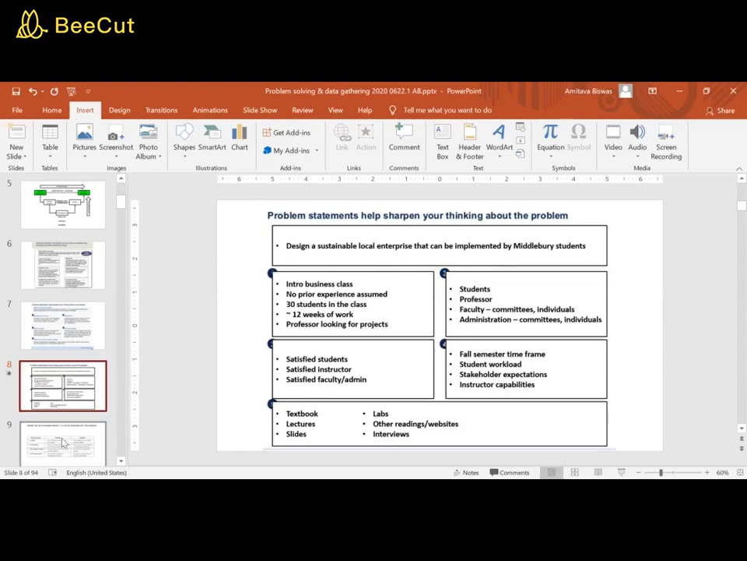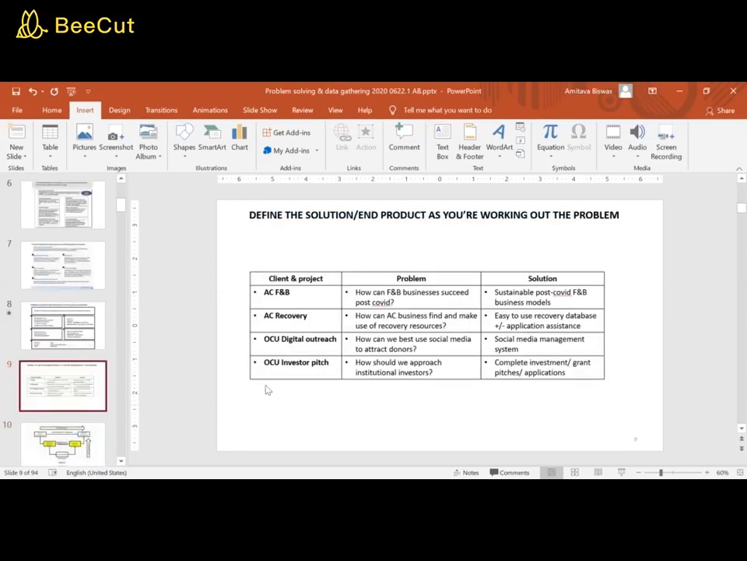Now, for our projects, this is how I'd put it in, and we're talking about matching the problem with the solution. For the F&B group, we're thinking about how the F&B businesses can succeed post-COVID. So what we're trying to put together is a set of sustainable post-COVID F&B business models. For the recovery team, we're thinking about how Addison County businesses can find and make use of recovery resources that are out there for COVID-19.